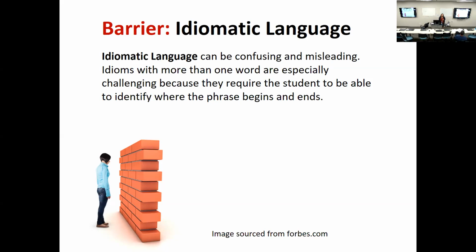So the first thing we're going to look at are some of the idiomatic language pieces that were in that prompt. And the reason this is a barrier is that it can be confusing or misleading for students. Idioms oftentimes are challenging because we, as native speakers, have an innate understanding of what those words together mean. But non-native speakers struggle with trying to unpack the context around those things.